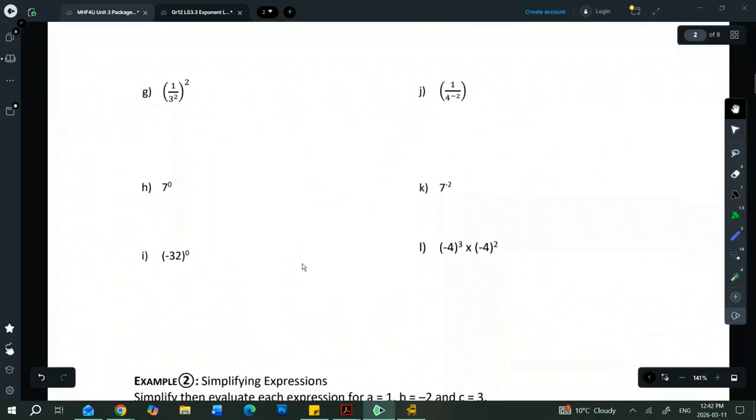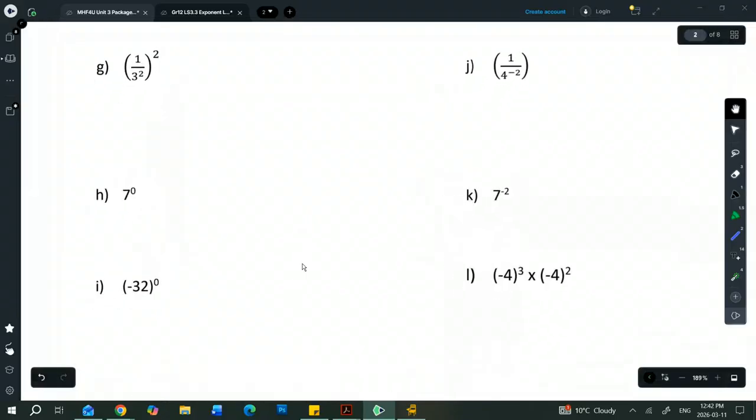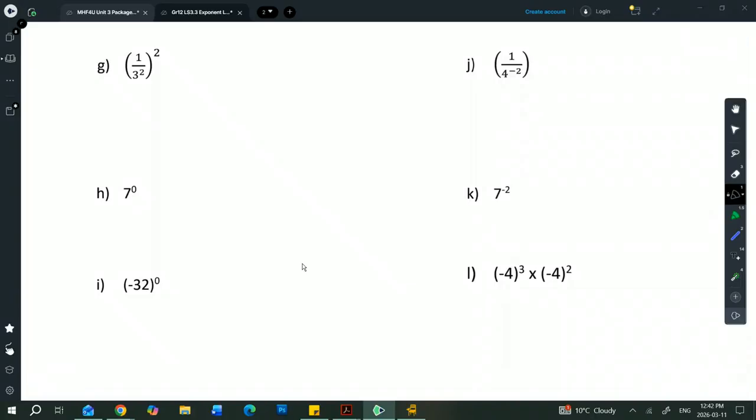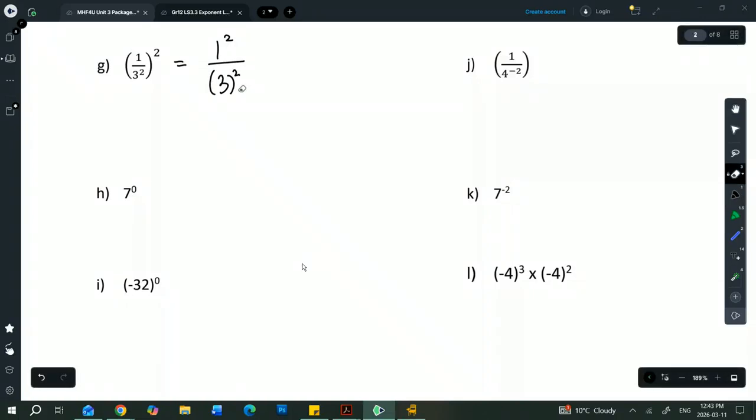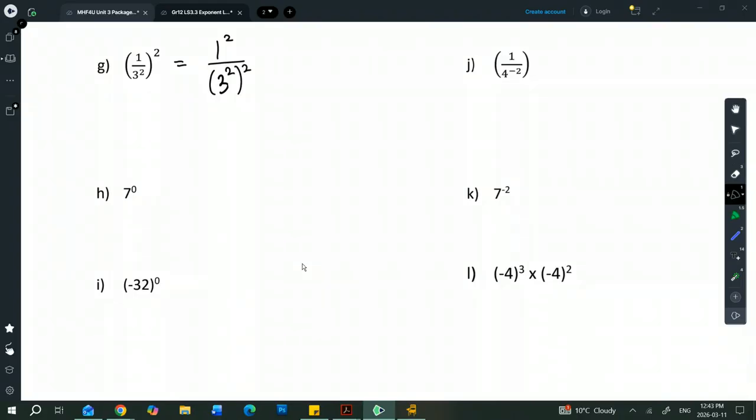Okay, let's get into a few more here. So when you have a fraction, what you're going to do is you're going to apply that exponent onto the numerator and onto the denominator of the fraction. So it's basically going to be like 1 squared over 3 squared. Actually, I put the squared inside the bracket and outside, like 3 squared squared. So I'm applying this to both the top and the bottom. And then we can just simplify the top and simplify the bottom.